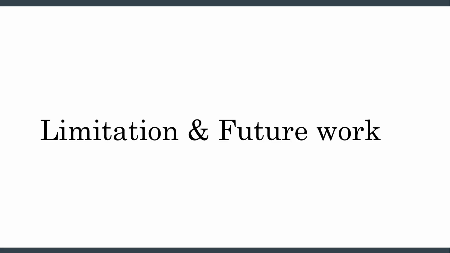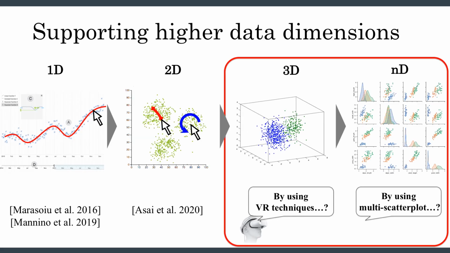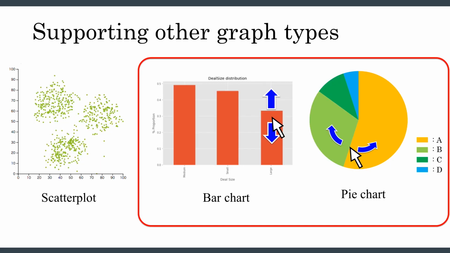Lastly, I explain some limitations and future work. The previous research and our system mainly focus on 1D or 2D data distribution. We plan to extend our idea to 3D data, or even higher dimensional data. We also plan to support other data graph types, such as histogram and pie chart.